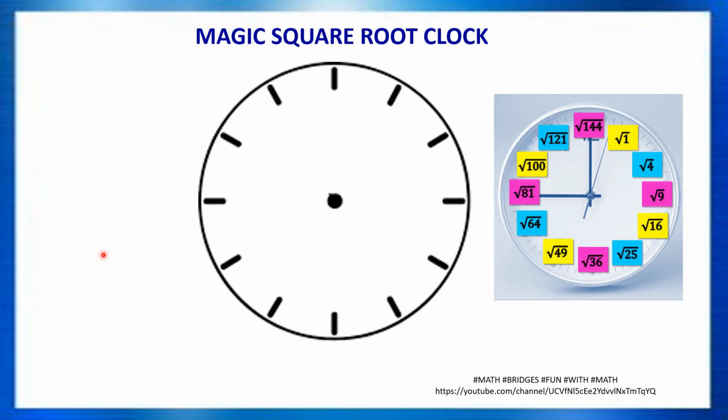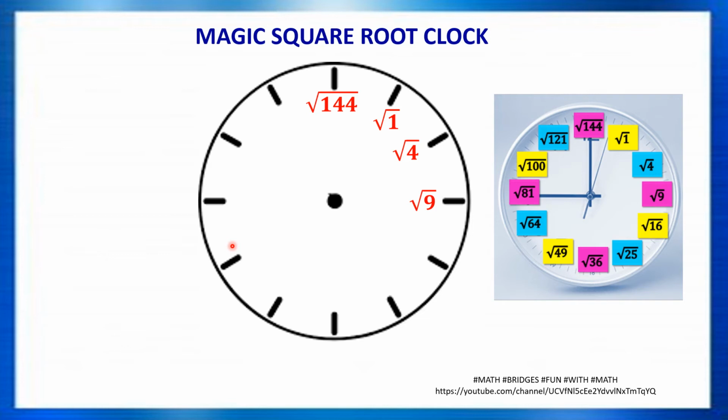Not only for primary children, even for the middle school children. This simple clock where the numbers are 12, 1, 2, 3, 4, 5, 6, 7, 8, 9. Instead of writing these, we can take them to be square roots. For example, instead of 12, you can take the square root of 144, which is equal to 12. Square root of 1 is 1.